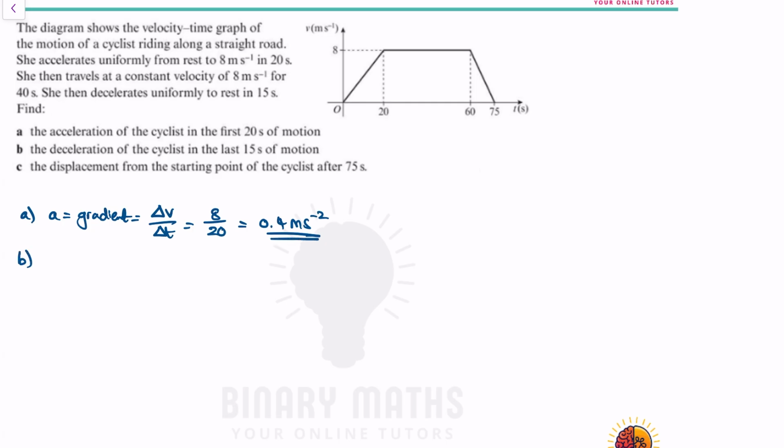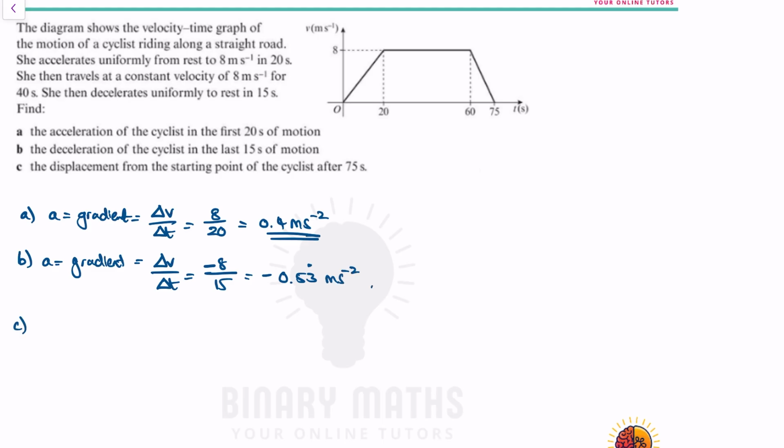The deceleration of the cyclist in the last 15 seconds of motion is, again, acceleration is equal to gradient, which is equal to change in V over change in T, which is equal to, because it's going down, velocity goes down by 8, is -8 over 15, which is equal to -0.53 recurring meters per second squared.